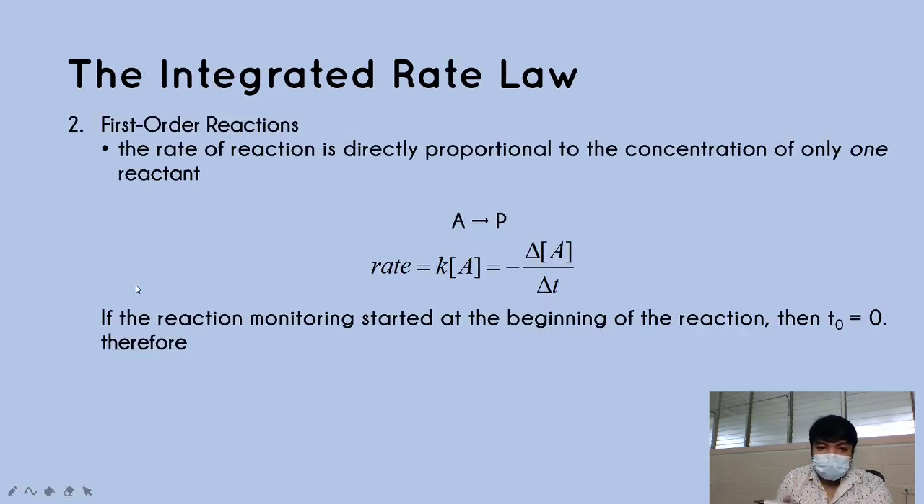Now, how about for a first order reaction? In a first order reaction, the rate of the reaction is directly proportional to the concentration of only one reactant. Since the overall order is 1, the summation of the exponents should also be 1. Given this hypothetical reaction again, if this is the rate and this is the rate constant here, the rate law will be equal to the disappearance of A over the disappearance of T.